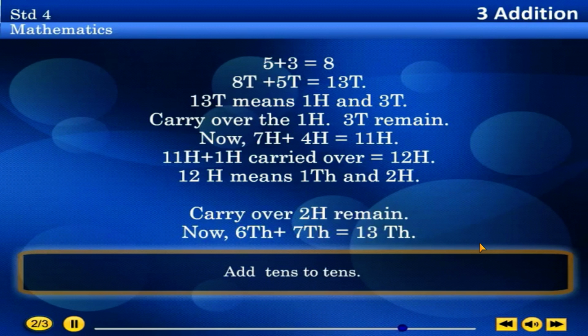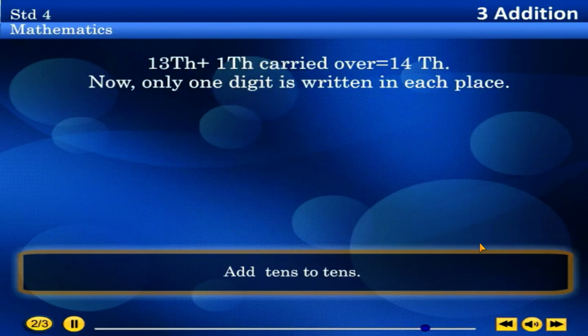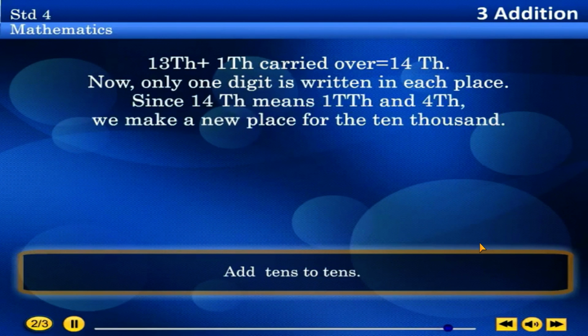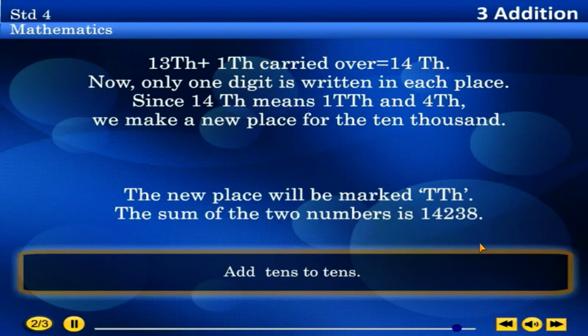Now, 6,000 plus 7,000 is equal to 13,000. 13,000 plus 1,000 carried over is equal to 14,000. Now only 1 digit is written in each place. Since 14,000 means 1 ten-thousand and 4,000, we make a new place for the 10,000. The new place will be marked 10,000. The sum of the two numbers is 14,238.